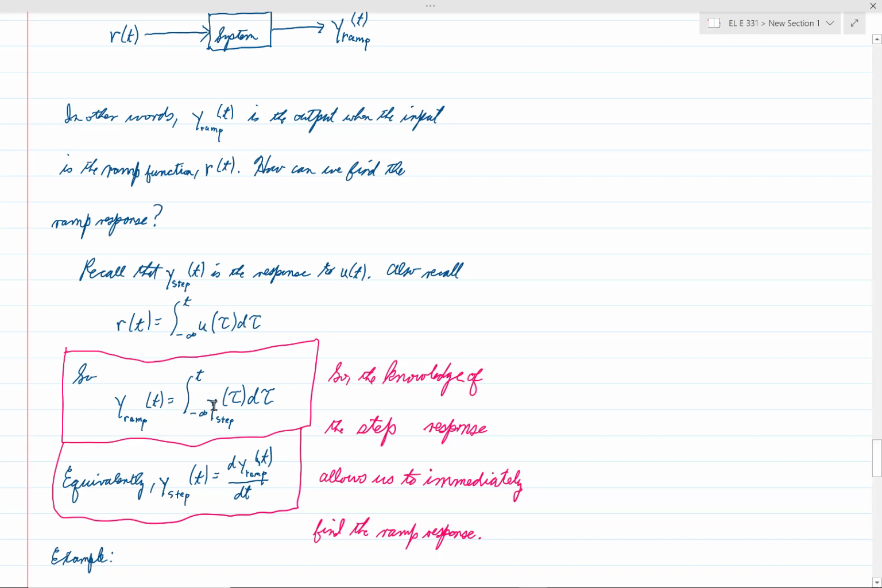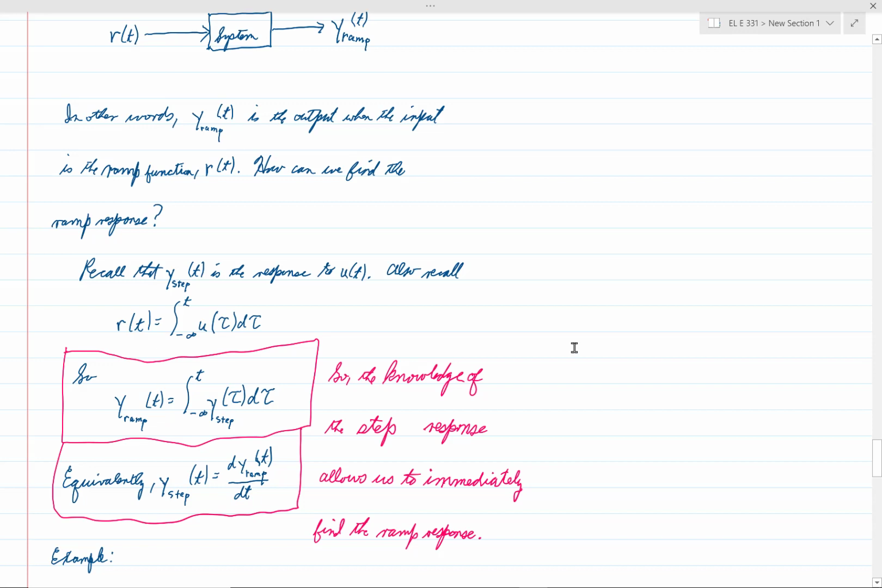And this equation right here, if we took the derivative on both sides, it would say y step of t is d y ramp of t dt. So the knowledge of the step response allows us to immediately find the ramp response. And of course, we can get the step response if we know the impulse response. So that again helps to emphasize how important the impulse response is. If we integrate it once, we get the step response. And then if we integrate the step response, we get the ramp response.